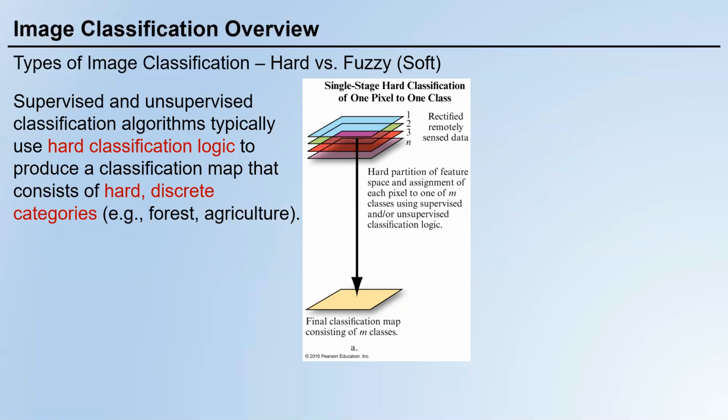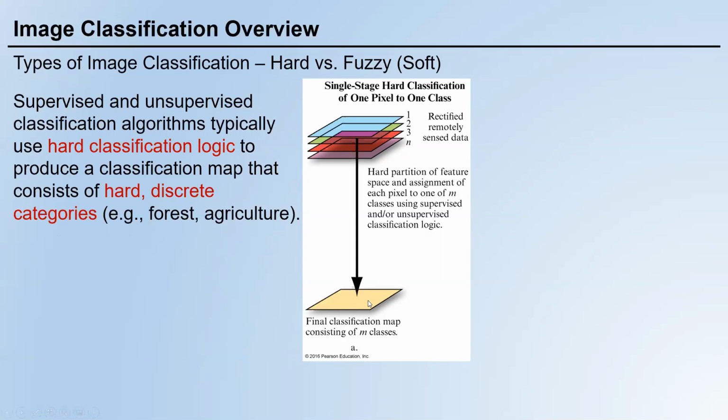Okay, and there is another method to categorize different classification methods, and it's called hard classification versus fuzzy classification. Supervised and unsupervised classification algorithms typically use hard classification logic to produce a classification map that consists of hard discrete categories. What does it mean? It means that after a hard classification, each pixel has a fixed settled value. For example, pixel 1, class 2. Class 2 is vegetation. Then it means that for 100% probability, this pixel is class 2. No matter what that class is, vegetation, water body, doesn't matter. So after a hard classification, you will have a final classification map consisting of M classes. M could be 1, could be 2, could be 3, usually user defined.